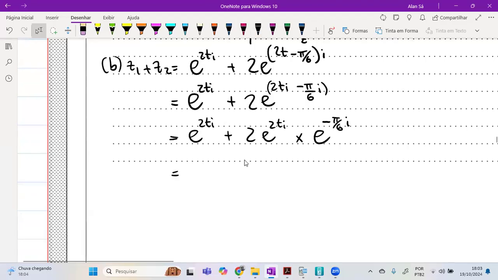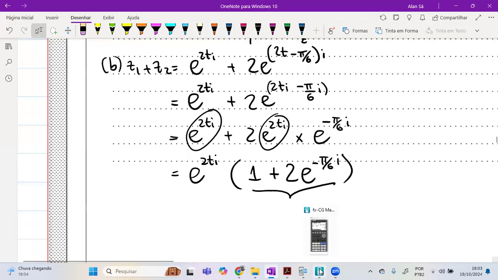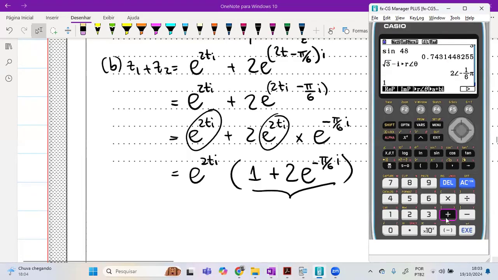Now, writing e to the 2ti as a common factor, we have e to the 2ti times 1 plus 2e to the minus pi over 6 i. This part, we take the calculator to find for us. In the Casio calculator, we enter 1 plus 2 e to the power of minus pi over 6 i. And then this is in rectangular form.